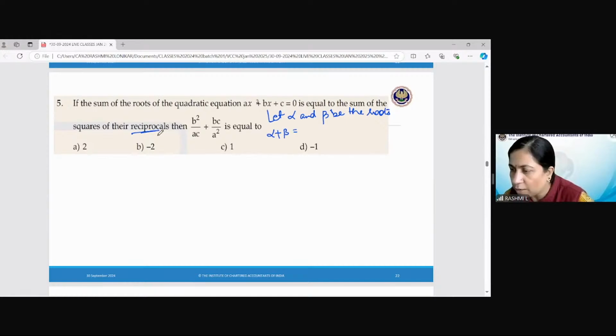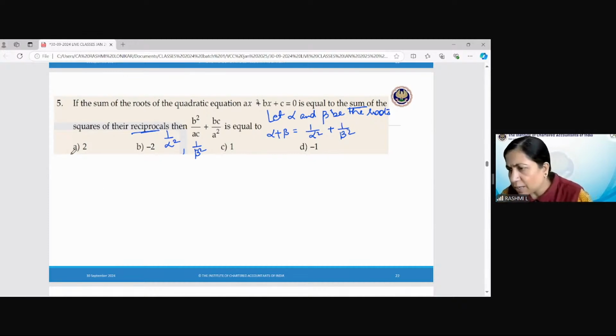Reciprocal means what? If I have alpha, 1 upon alpha will be the reciprocal. If I have beta, I will have 1 upon beta as the reciprocal. But they are saying squares of the reciprocal, so I will have alpha plus beta is equal to the sum of the squares of the reciprocal, so 1 upon alpha square and 1 upon beta square.